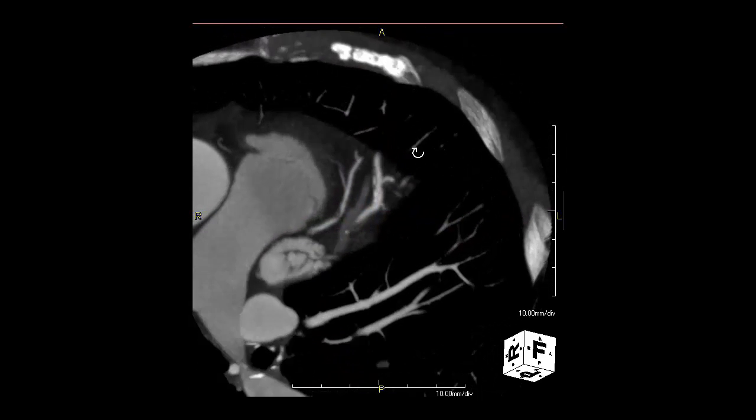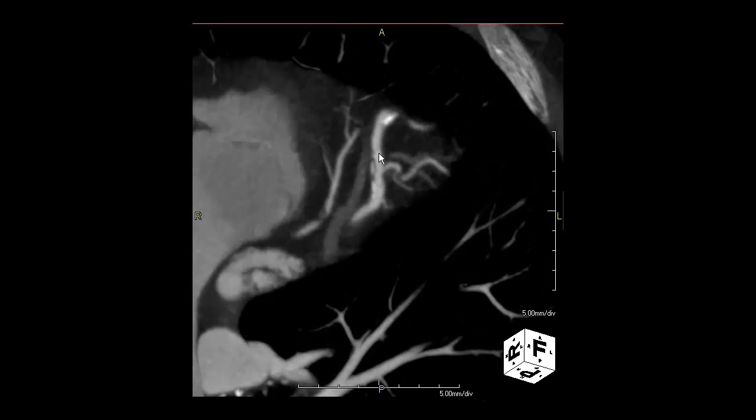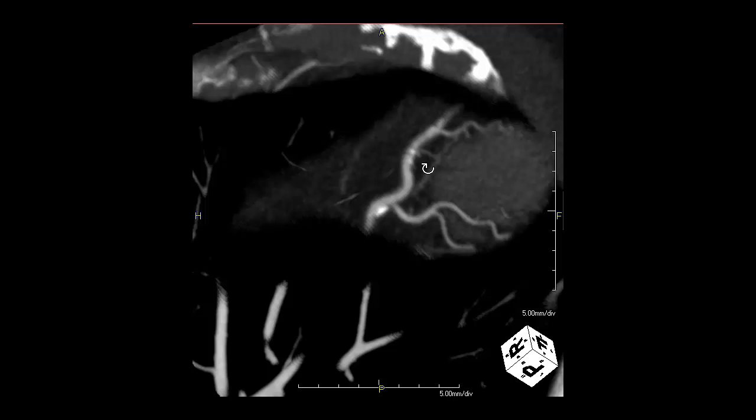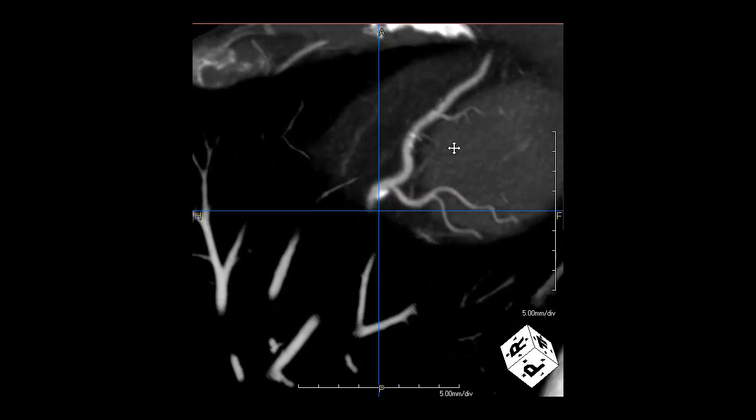As we proceed down this diagonal vessel, we can see other areas, in particular in this segment here. This does not appear to be obstructive, but this has features of ulcerated or dissected plaque. Further down in the vessel, there is diffuse non-obstructive disease.